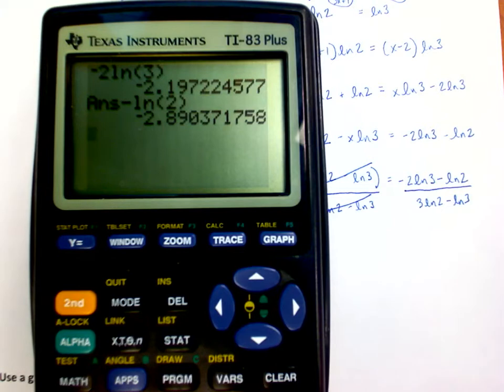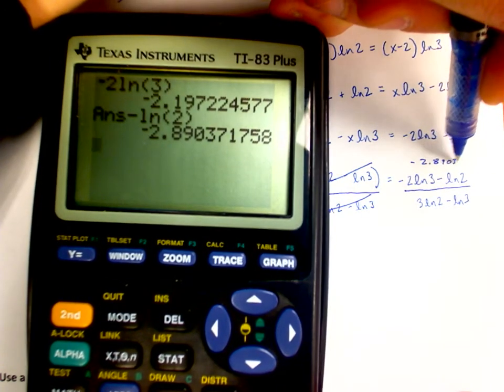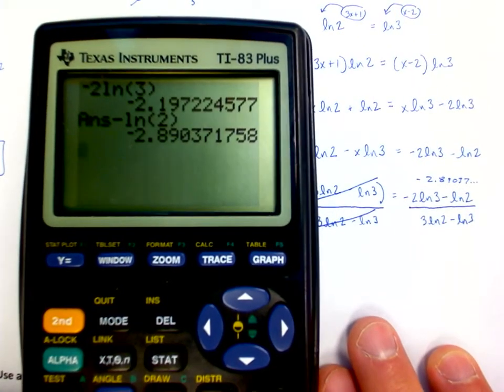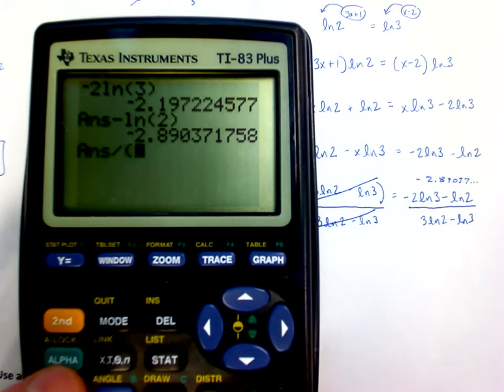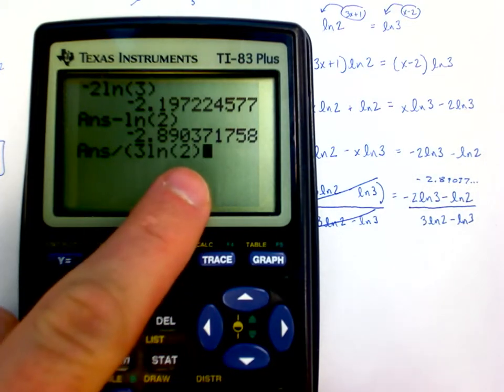It's negative 2.89037, okay? I'm not going to take this out of my calculator. I don't really want to type all that stuff in again. So I'm just going to divide by, and I'm going to use parentheses to group the denominator together. 3 natural log of 2 minus the natural log.